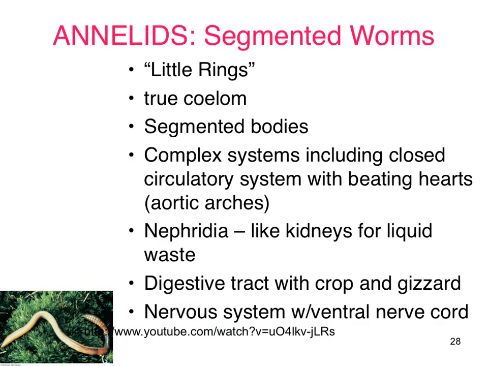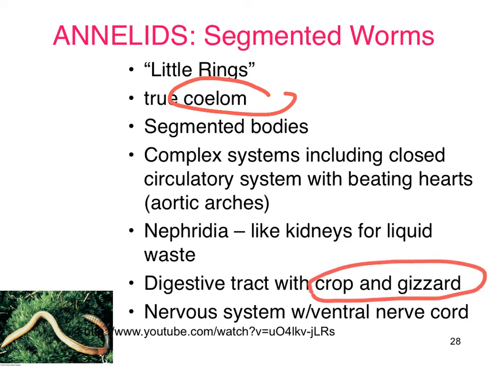The annelids are segmented worms. Their name actually literally means little rings. These guys have the true coelom. They have many complex organ systems, including a closed circulatory system with the aortic arches. They have kidney-like structures. They have a 2-part digestive tract with a crop and a gizzard. They have a rudimentary nervous system with a nerve cord and a ganglia. So they're pretty special organisms.